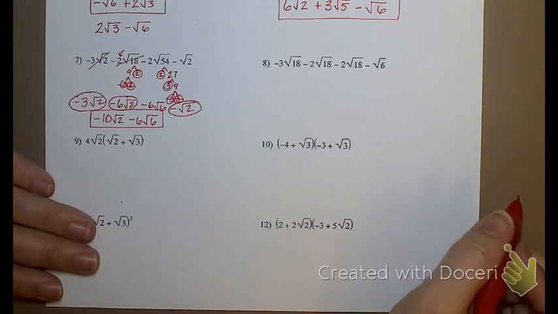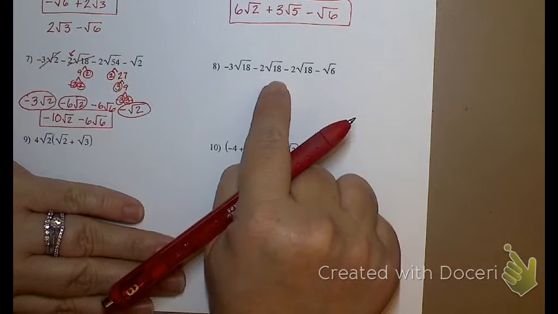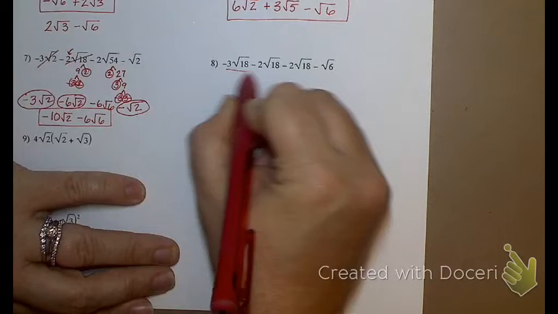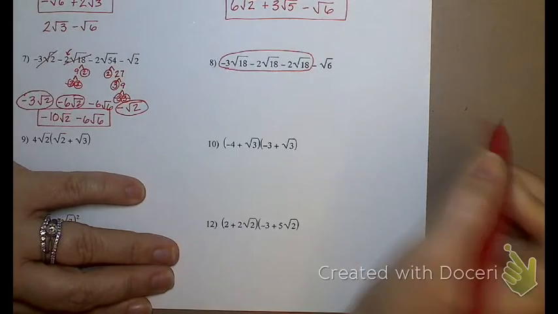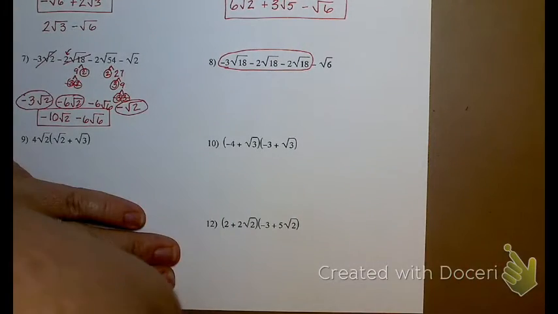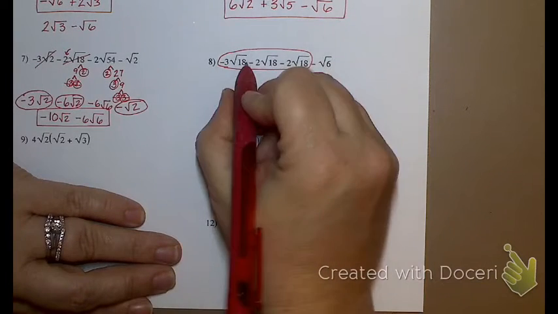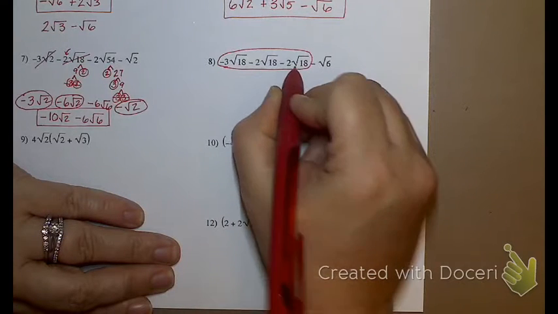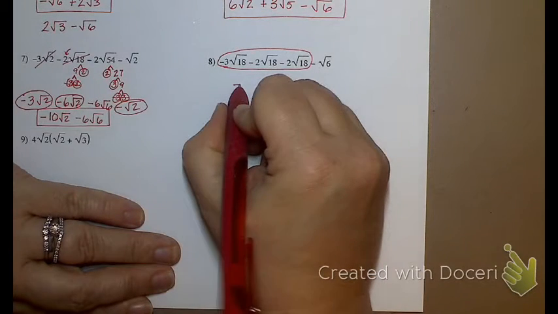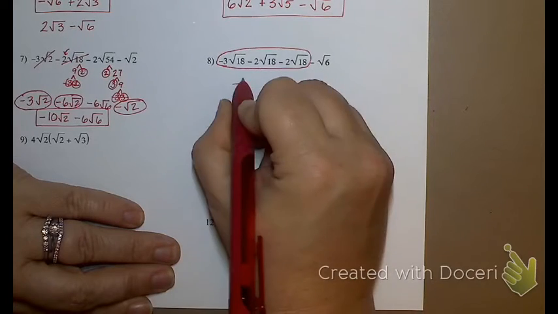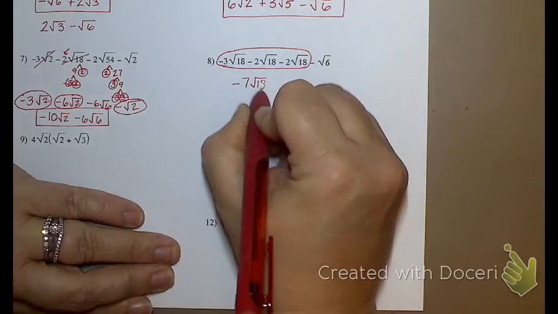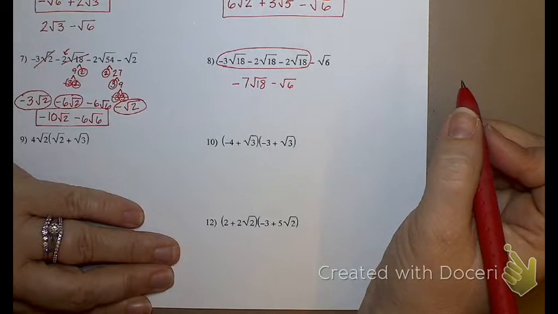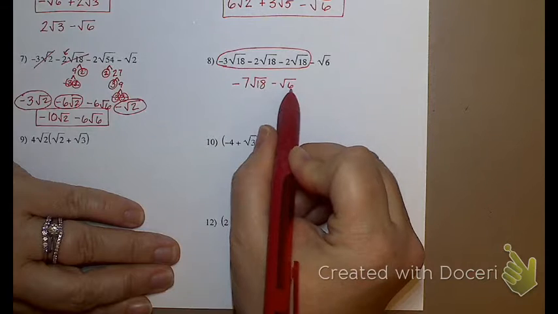Now, this one's kind of interesting because, yes, I can draw a tree for 18. However, aren't all 3 of these like terms? So let's combine them first and then draw the tree. So if I have negative 3 rad 18 plus negative 2 rad 18 plus negative 2 rad 18, what do I have? Negative 3, 4, 5, 6, 7 rad 18 minus rad 6. Yes? We good there?